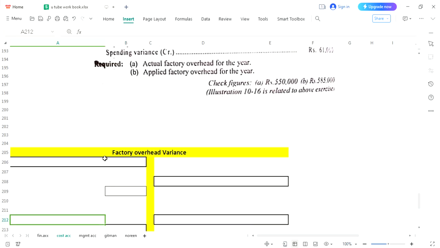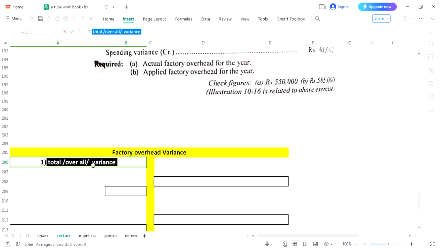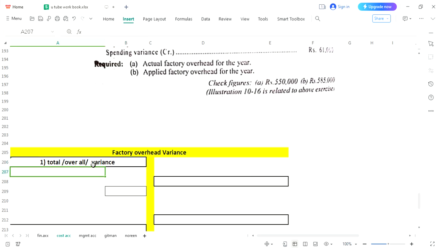The very first thing we should have in mind is to calculate the total variance, which is the relationship between actual and applied FOH. So you will write actual FOH, and then subtract applied FOH. Then we take the difference, which would later be called the variance. And then we will conclude by focusing upon applied FOH.